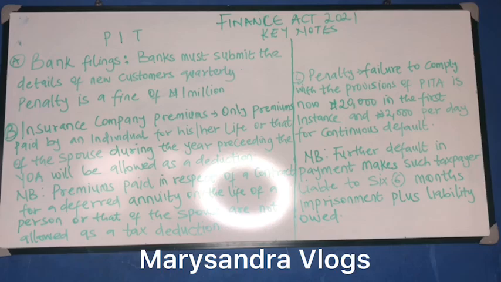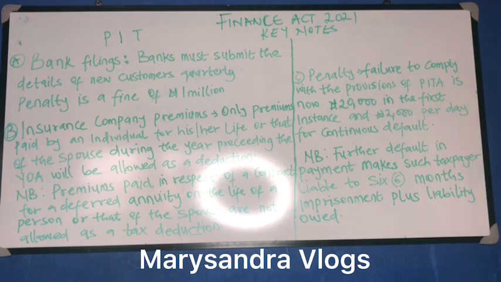Now, another thing to note is fines for failure to comply with the provisions of Personal Income Tax Act, as seen in section 94. See above talks about that penalty. It says failure to comply where no penalty was specifically provided is now 20,000 naira in the first instance and 2,000 naira per day for continuous default. So previously, what was obtainable was 5,000 naira in the first instance and 100 naira per day for continuous default. But this has been changed by the Finance Act of 2021 to 20,000 naira in the first instance and 2,000 naira per day for continuous default.